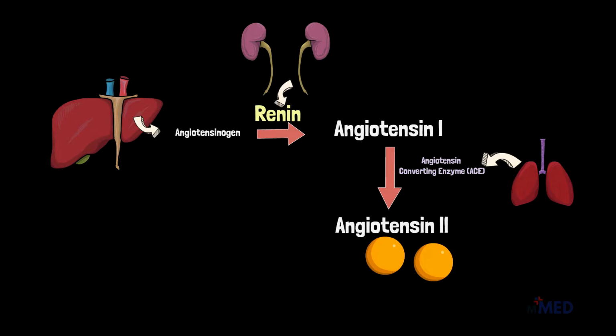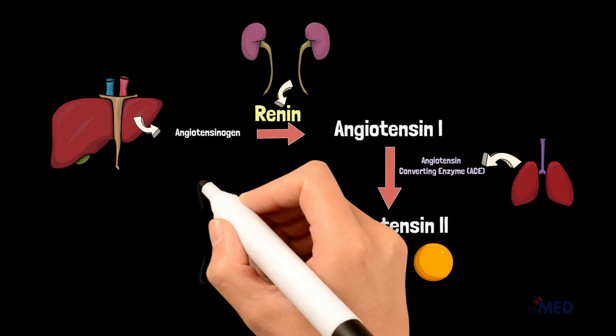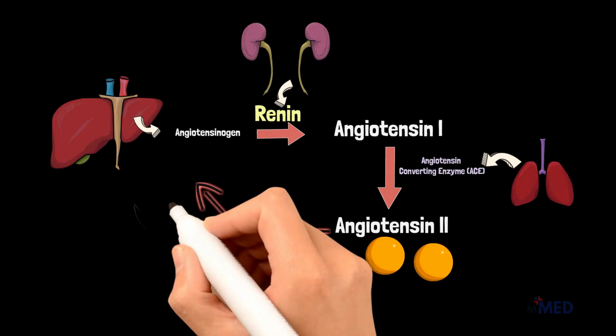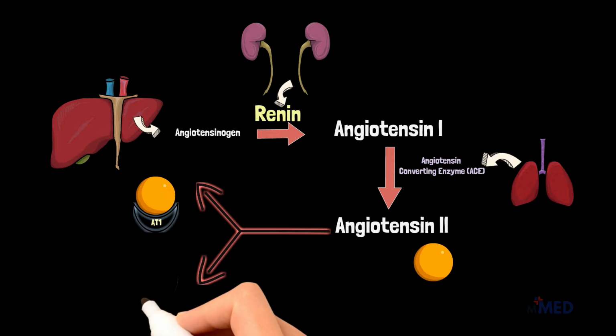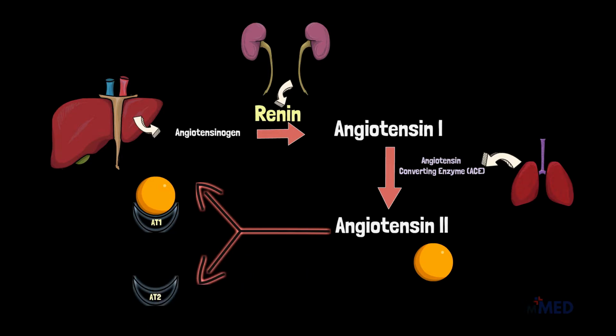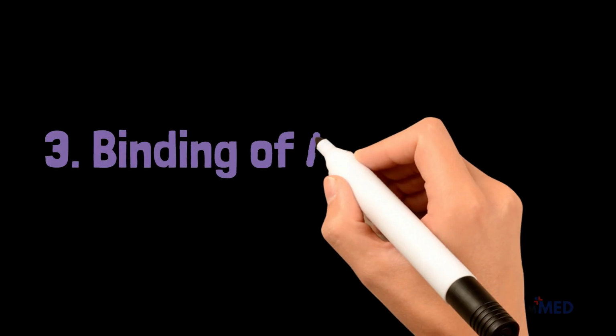Angiotensin II exerts its action by binding to various receptors throughout the body. It binds to one of the two G protein coupled receptors, the AT1 and AT2 receptors. Most actions occur via the AT1 receptor. Now let's talk about the various effects of angiotensin II.